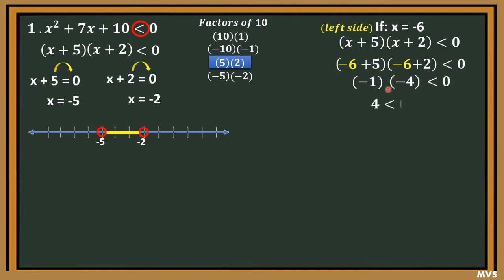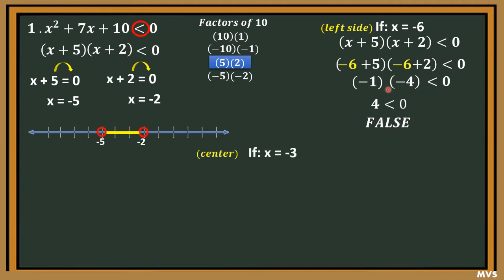Then multiply the 2. That is positive 4. Is positive 4 less than 0? No, that is false. It means that the left side region is not included in the solution set. Let's go to the center.